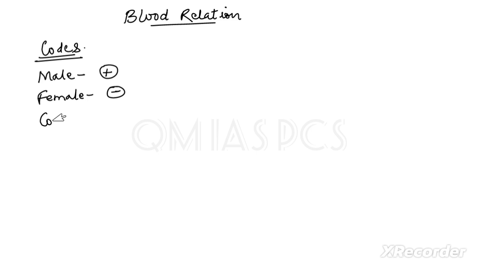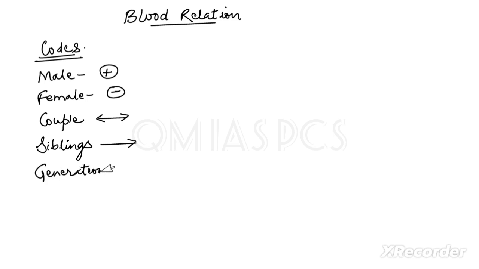For couples, married couple or whatever, every time they will ask about married couple, so this will be represented as a double arrow. Okay, like this one. For siblings, we have to represent like a single arrow. Okay, single headed arrow. And then, okay, generation change. Whenever there is a generation change, we have to represent it like this one or this one.